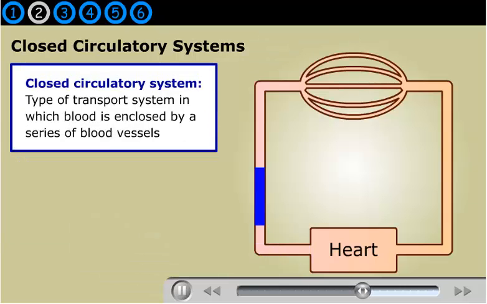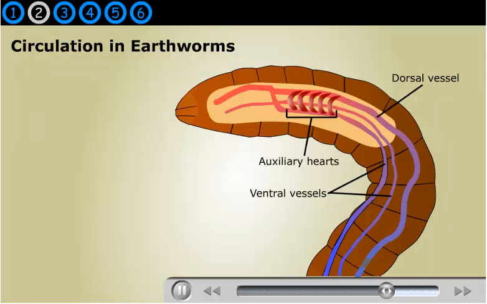A closed circulatory system encloses the blood in a system of tubes called arteries, veins, and capillaries in vertebrates. In invertebrates, they are often referred to simply as vessels. In closed systems, blood is pumped very close to the cells, but the cells are not directly bathed in the blood. Instead, the cells are surrounded by interstitial fluid. Worms, sea urchins, and vertebrates all have closed circulatory systems.